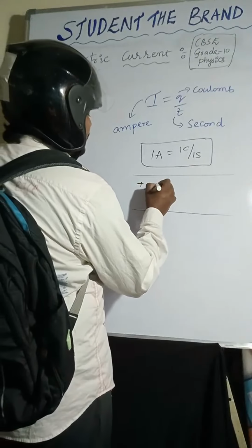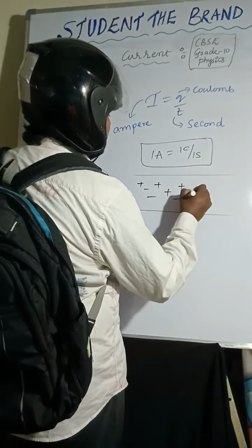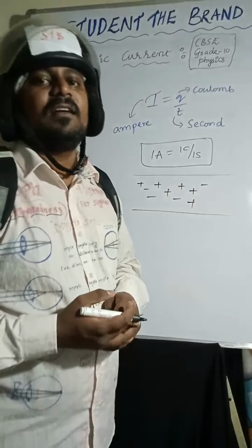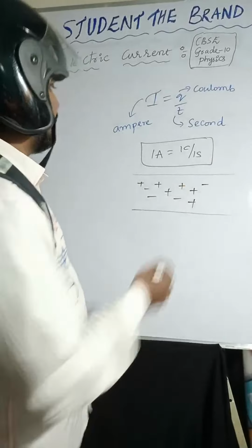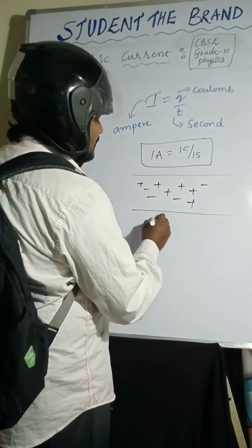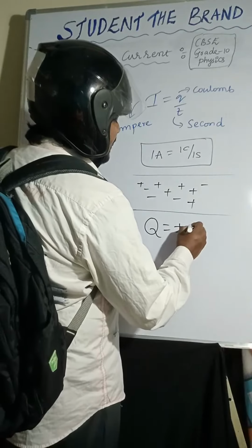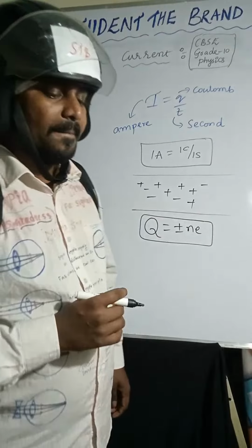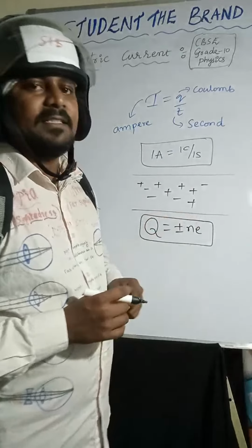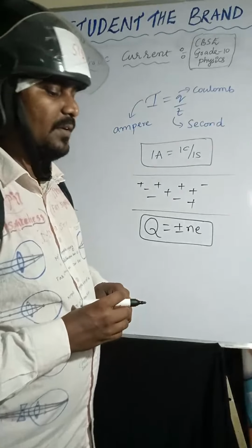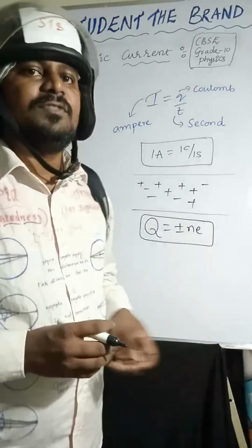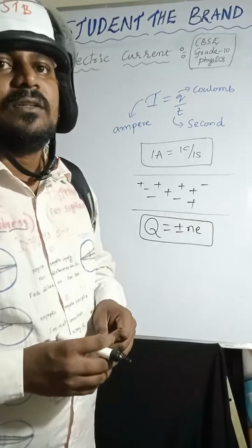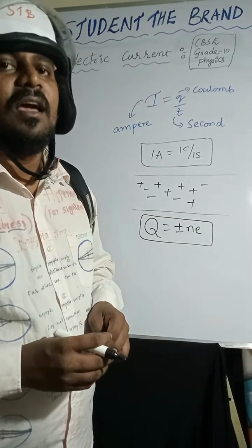Positive charge, negative charge, positive charge, negative charge. Like that, charges are moving inside of the conductor. That is quantization of charge. Q equal to plus or minus Ne. Now N is the number of charges moving inside of the conductor. That is nothing but electrons, we can say.